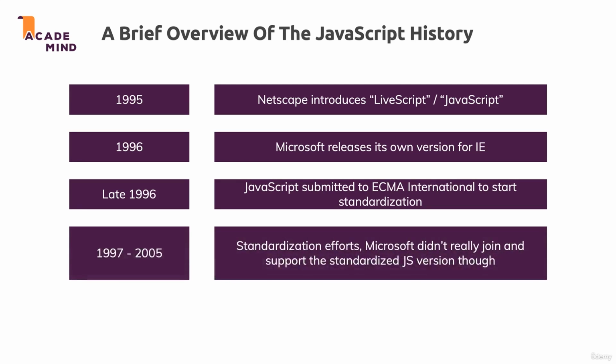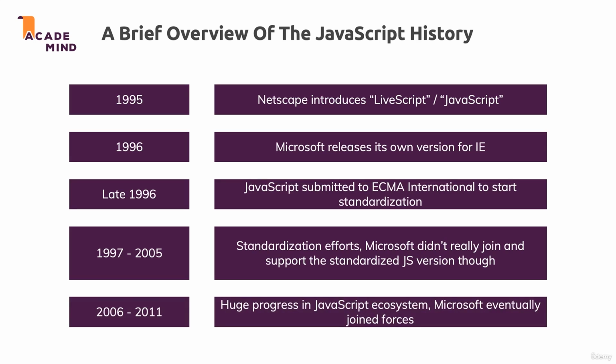So then we had ongoing standardization efforts until 2005 roughly. And Microsoft didn't really join the party. Well, we know how Microsoft was in the late 90s, early 2000s. Ultimately, they supported the standardized JavaScript version. Still, there were differences, but we had a more common way of using JavaScript. Now, the efforts of standardization continued, and we had huge progress until 2011, I'd say. And Microsoft eventually joined forces and became part of the standardization process and of contributing to building that standard and adding new features. Because that's important.